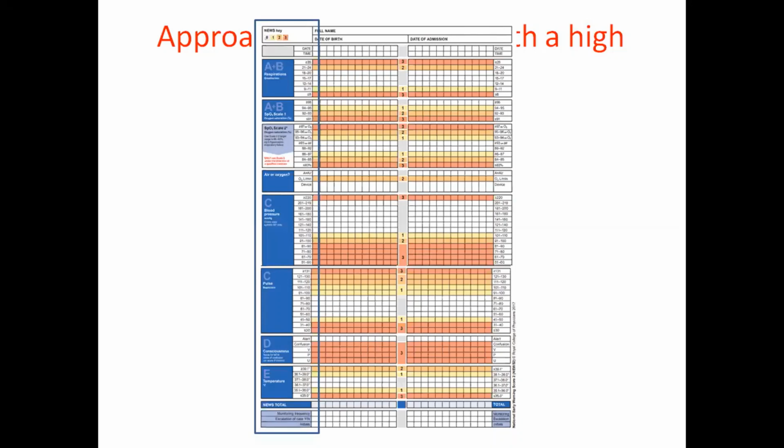Although this is going to seem like a very simplified system, and we've been taught this since medical school or as junior doctors in simulation, there's a reason for that. And the reason is that it can be used across any form of clinical deterioration.